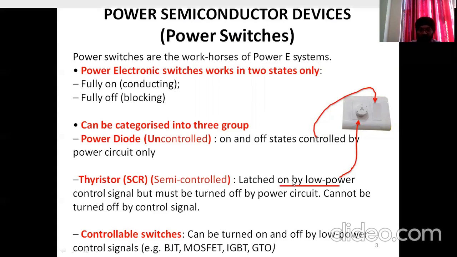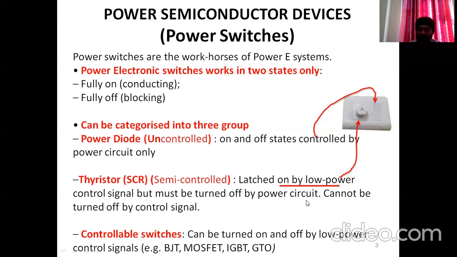The next category is the thyristor family. They are semi-controlled switches, meaning they are latched on by a low power control signal, but must be turned off by the power circuit. So we can control the turning on of these switches, but we do not have an external control to turn them off. So they are semi-controlled. Turning on is controllable, turning off is not controllable.